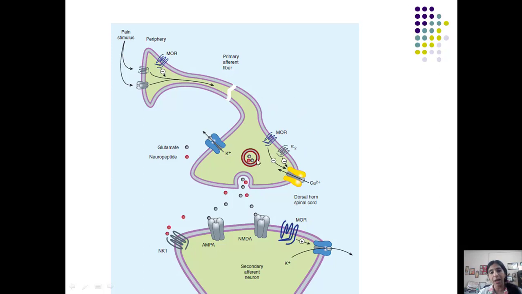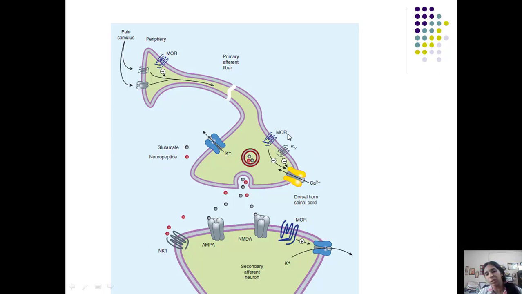See, they are abundant in nature, the mu opioid receptors, and when they are occupied by a mu agonist, they decrease the cyclic AMP and they inhibit the influx of the calcium ions. So if the calcium ion influx is interfered with, there is going to be less release of the neurotransmitters here, the glutamate or the neuropeptide.